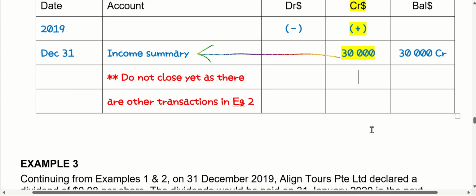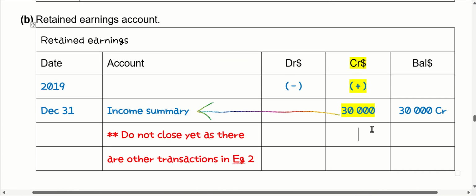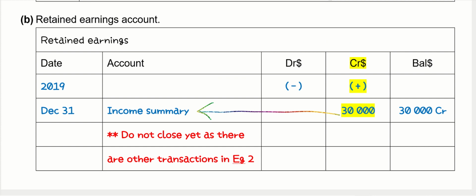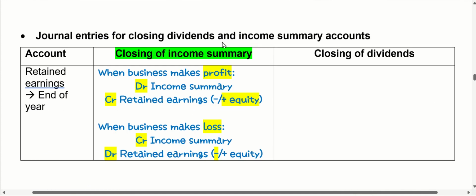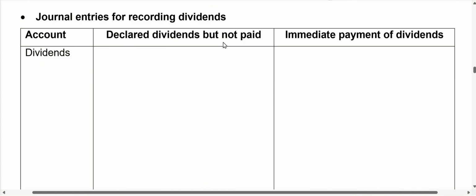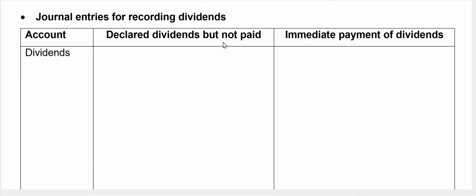So at this point in time, what have you learned how to do? You have learned how to record issued share capital. You also learn how to record or transfer profit or losses to the retained earnings account. Okay, hang in there. We are 2/3 way through, all right? So the final thing that we are going to do, go back to that page again. Yes, we are going to record the journal entries for recording dividends. All right, you're going to do dividends now.